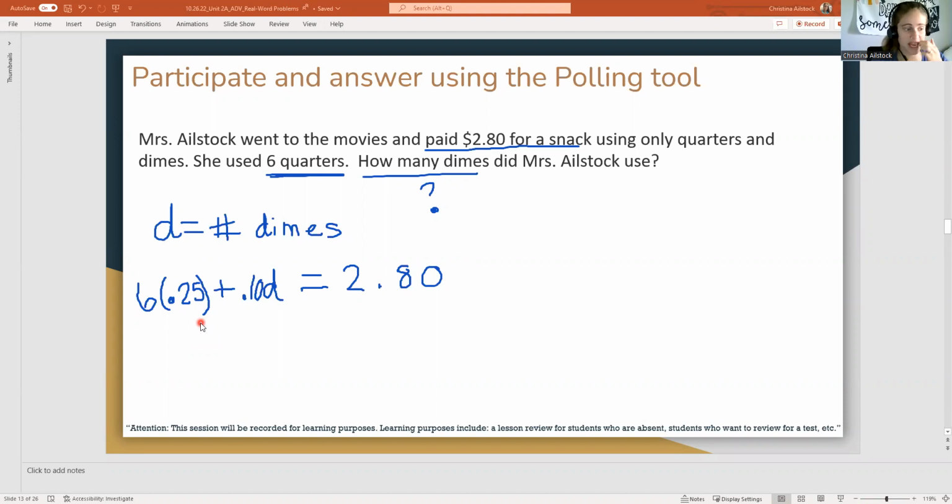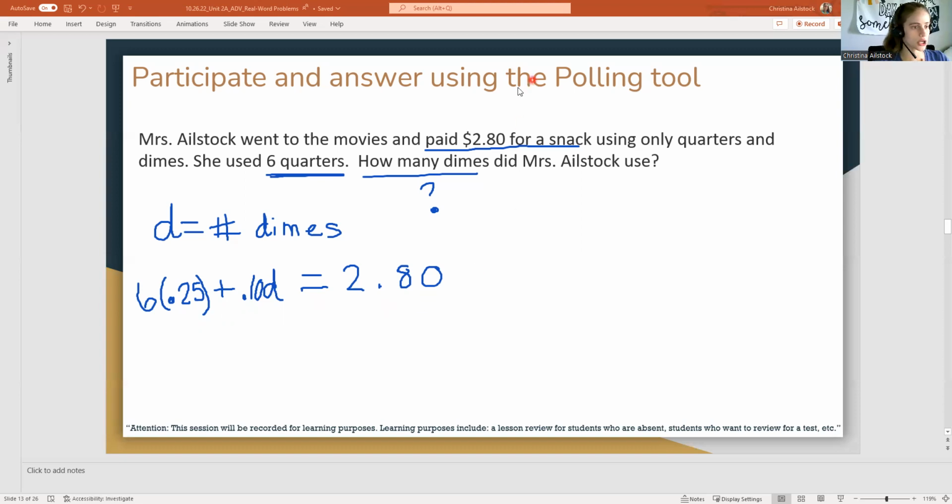So just for a quick recap here, let's look at our equation, make sure we're set. And it looks like we are. We have 6 quarters, and I'm multiplying that by the cost of a quarter, 25 cents. And I use dimes, so we're adding. I don't know how many dimes, so that's my variable D, but I do know it's worth 10 cents each, so I can multiply that. And it is equal to the $2.80 I paid for that snack.